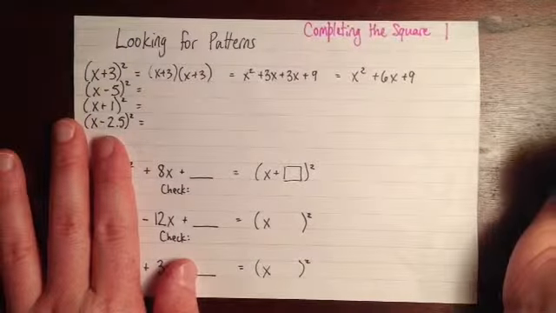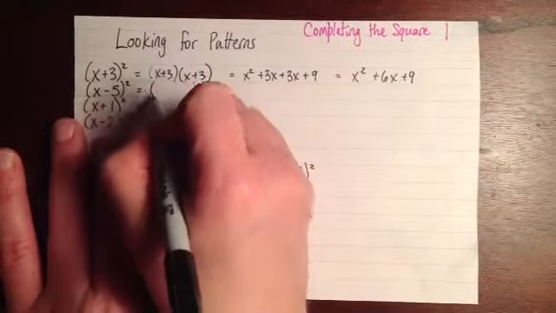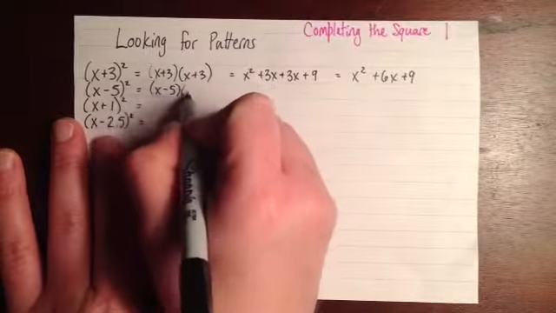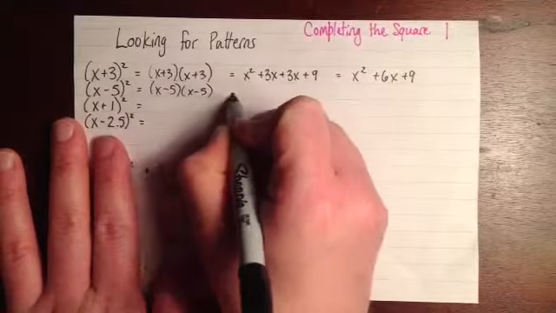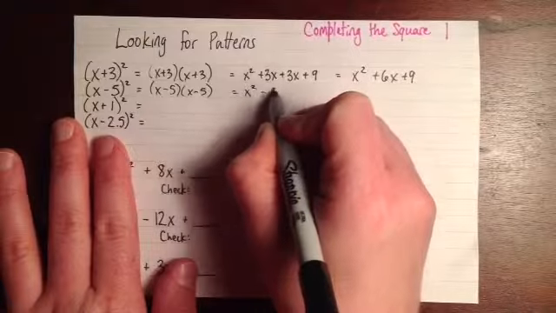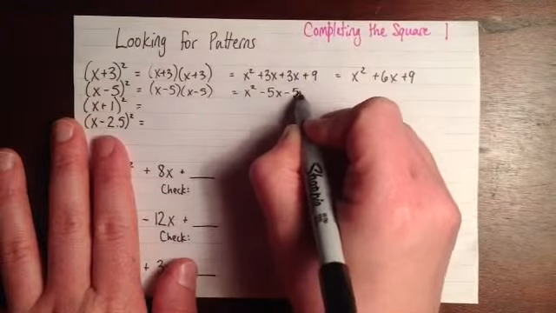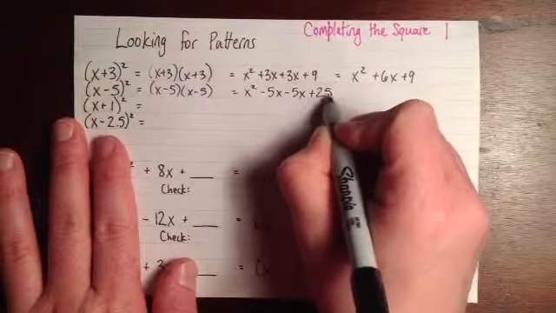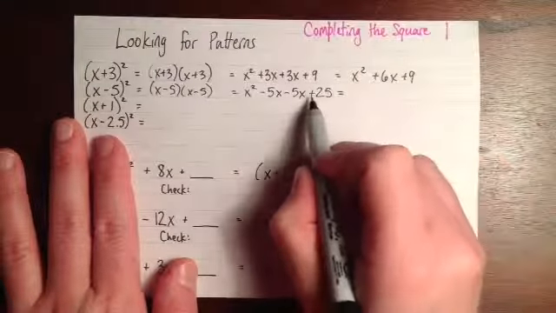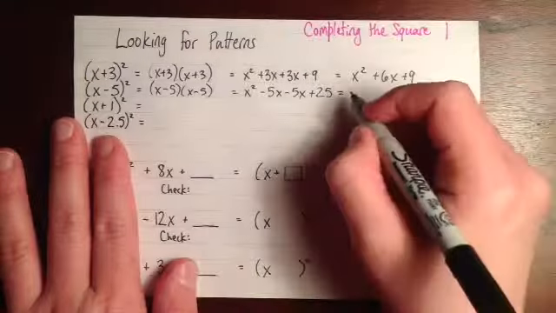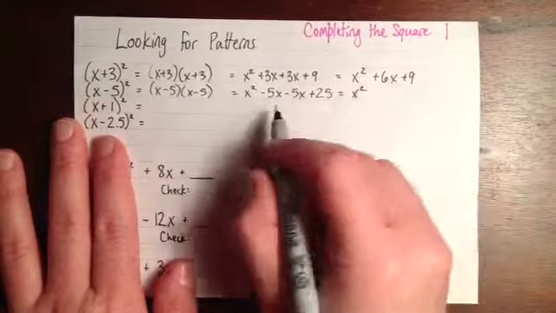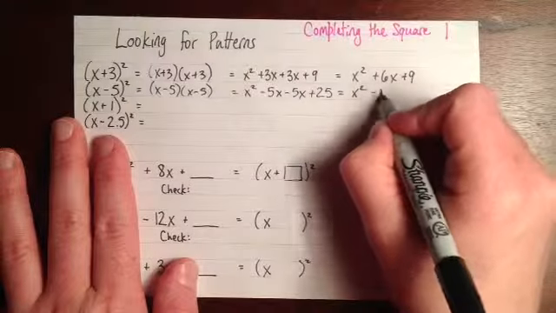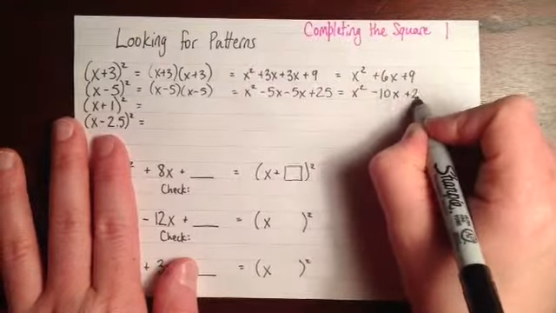Okay, I'll do a few more. x minus 5 squared. That's x minus 5 times x minus 5. That's x squared minus 5x minus 5x plus 25. Careful, remember it's plus 25, negative times negative. And then that's x squared, I'll group these, minus 10x plus 25.